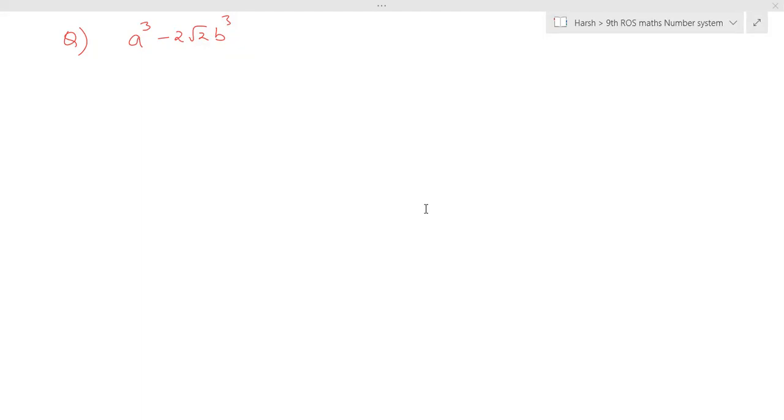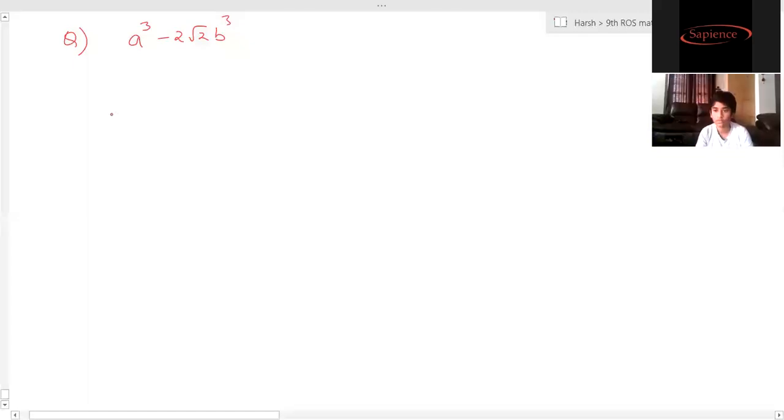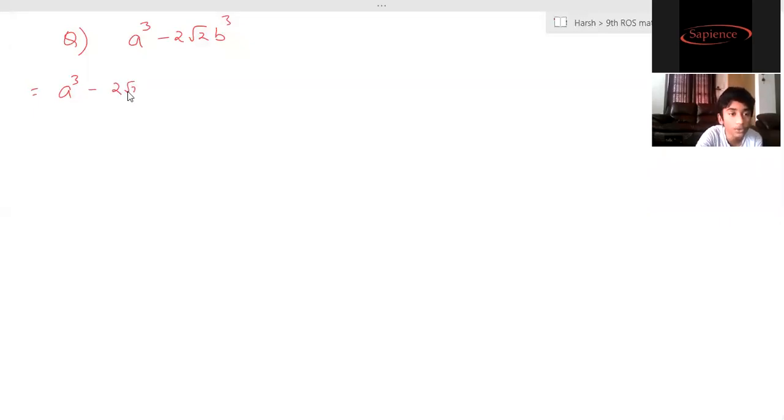Yes, Nitin, come online. Open your camera. Tell me how to solve. So we can write 2 root 2 as 2 under root 2 into under root 2 into under root 2. So we can write it as a cube minus under root 2b, whole cube.